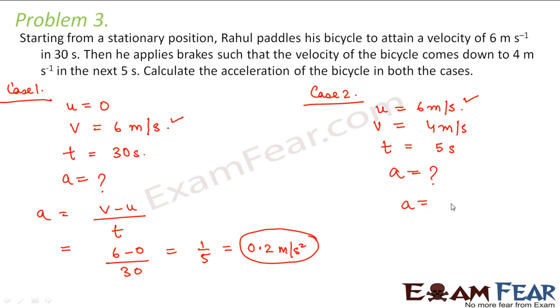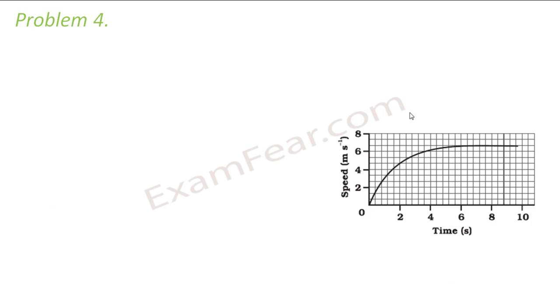In this case, acceleration is v minus u divided by t, which is equal to 4 minus 6 divided by 5, which is equal to minus 0.4 meter per second square. So here the acceleration is negative because the speed is decreasing from 6 meter per second to 4 meter per second. Right? Okay, let us look at the last problem of this section again.